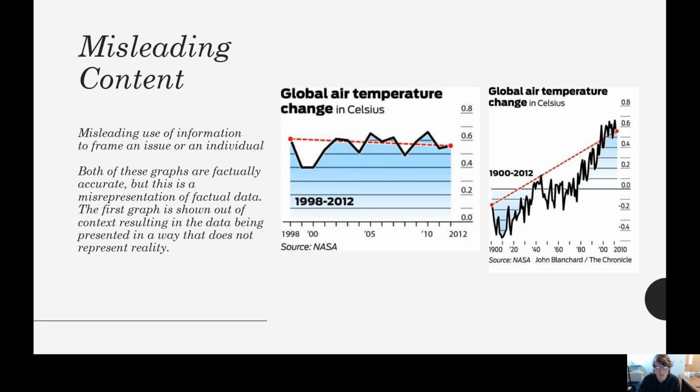So on the left, you see that from the years 1998 to 2012, the global air temperature change in Celsius actually trended down slightly. But if you look at the graph on the right, which puts that in the context of from 1900, you can see that the increase has been quite dramatic. Both of these graphs are factually accurate. It's just a misrepresentation of data. The first graph is out of context, and the data is being presented in a way that does not represent reality.